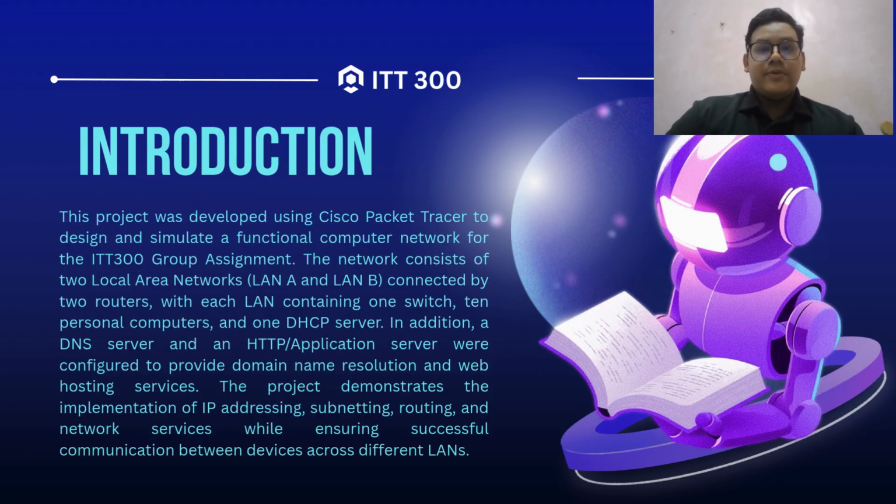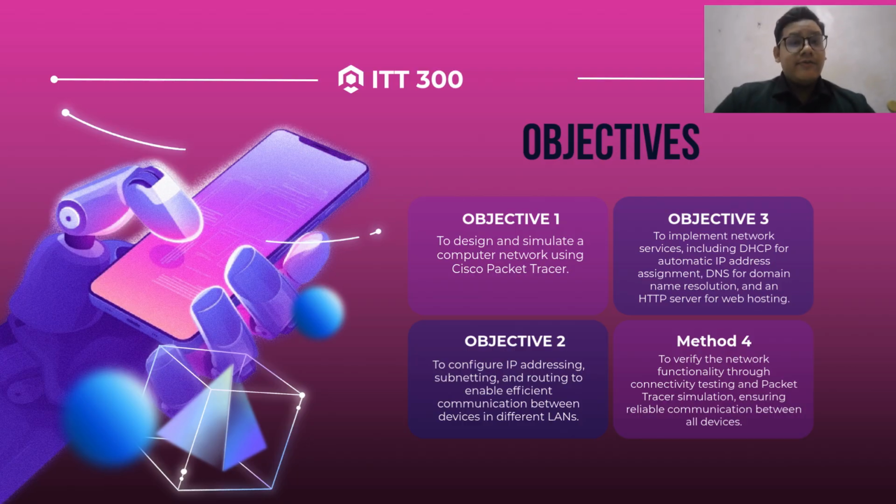This project was developed using Cisco Packet Tracer to design and simulate a functional computer network for the ITT 300 group assignment. The network consists of two local area networks, LAN A and LAN B, connected by two routers. Each LAN contains one switch, 10 personal computers, and one DHCP server. In addition, a DNS server and HTTP application server were configured to provide domain name resolution and web hosting service. The project demonstrates an implementation of IP addressing, subnetting, routing, and network service while ensuring successful communication between devices across different LANs.